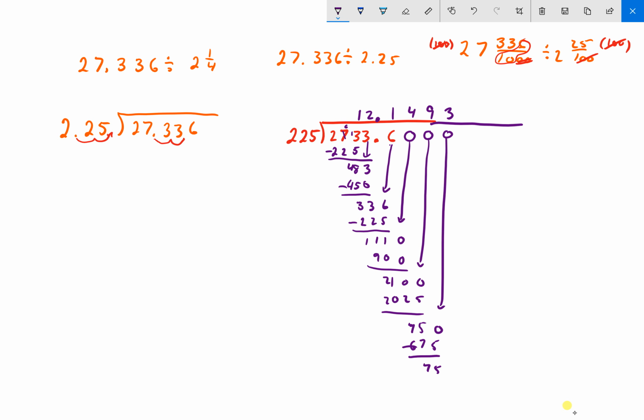Oh, and look at this. Look at what happens. I could keep on going, but I'm starting to notice I'm going to end up with 3 as a repeating decimal, so my answer is 2.149, and 3 repeats, so I put the little bar over the 3.